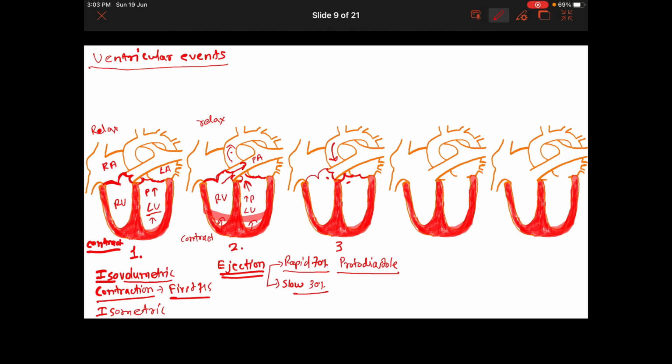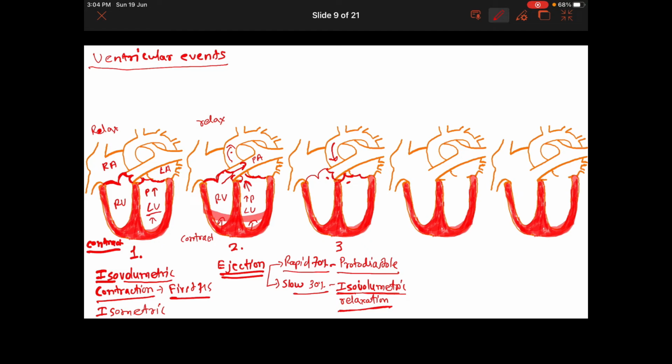Now after this protodiastole phase, the next phase is the isovolumetric relaxation phase. Again, as the name suggests, isovolumetric means there is no change in the volume, no change in the cardiac muscle length. Here there is a relaxation of the cardiac muscles.